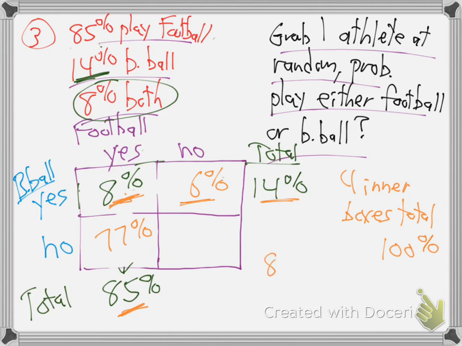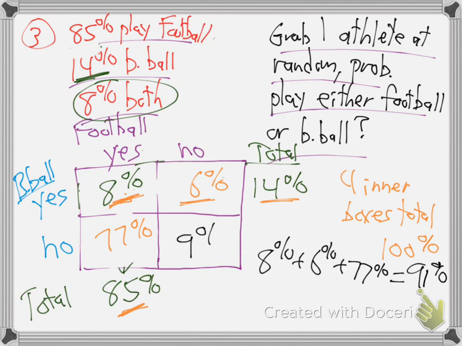What is 8 plus 6 plus 77? What is that? 91. So this leaves 9% left over, to make 100. Then I just take 100 minus 91, which gives me the 9%, which I put right there. Is that good? So this isn't easy, is it?